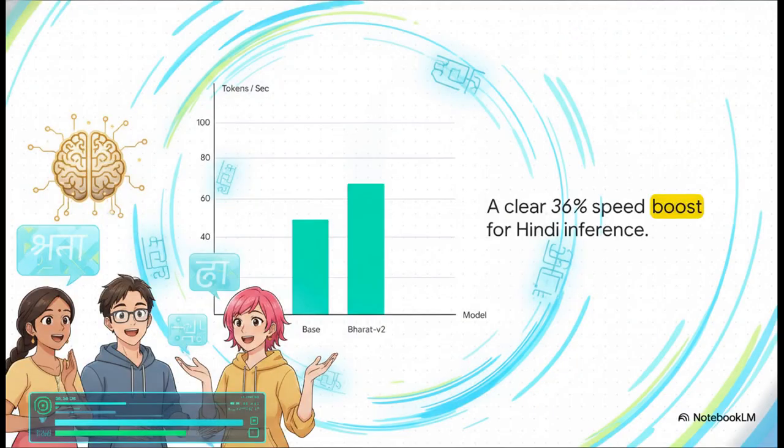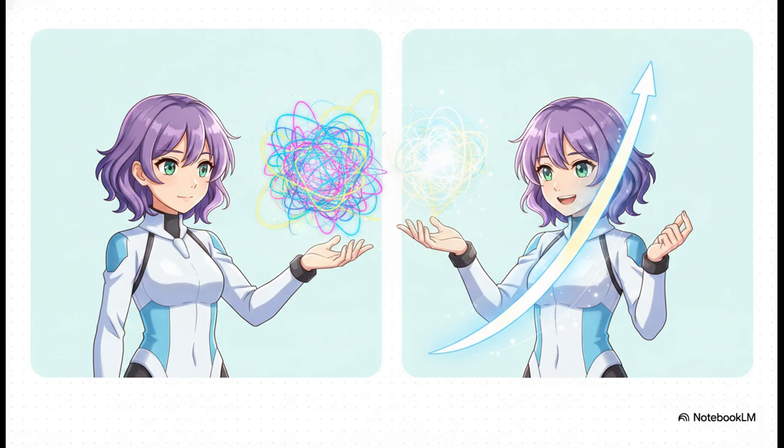And because the model is processing significantly fewer tokens to output the exact same message, it generates text much, much faster. We jump from 50 tokens a second on the base model all the way up to 68 tokens a second. For developers, that is a clear 36% speed boost for Hindi inference. For the user, it's the difference between a bot that feels clunky and slow and one that feels instantaneous and alive. But it's not just faster, right?